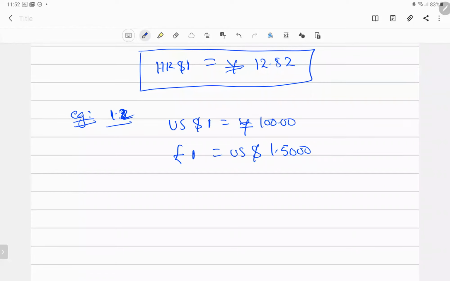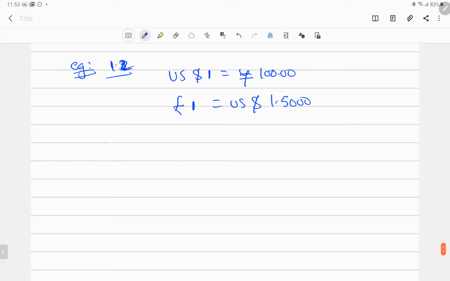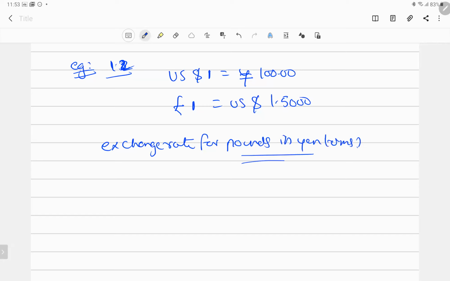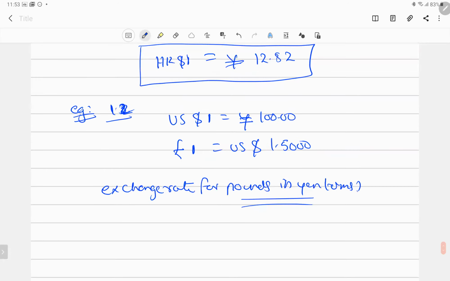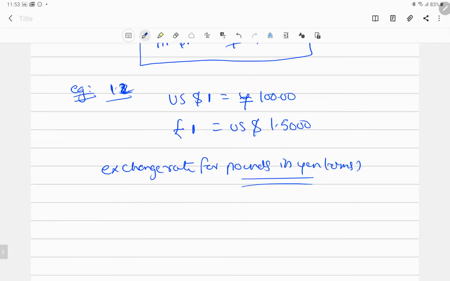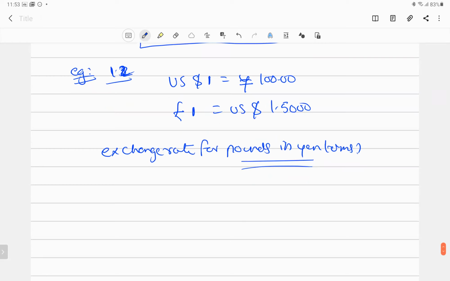The requirement is the exchange rate for pounds in yen terms. How will you do it? The pound is the commodity. I need the pricing of the pound to be done in terms of yen. How can you do that?